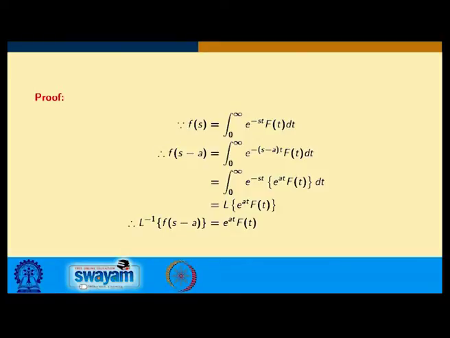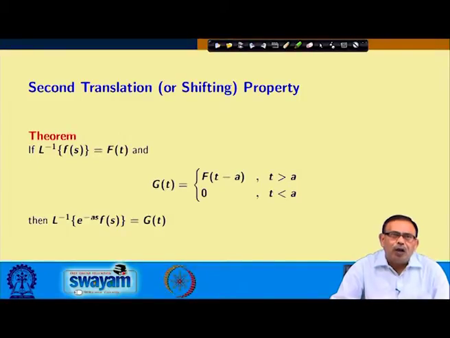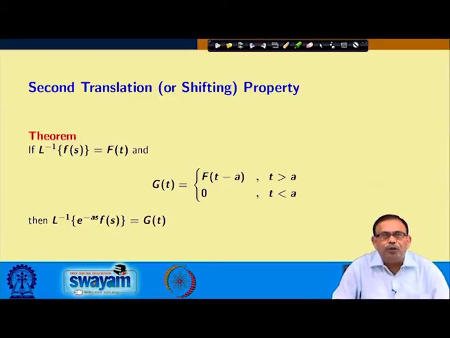Just I am giving the proof here again: F(s minus a) is this, which we can write down as the integral from 0 to infinity of this, and which is nothing but the Laplace transform of e power a t into f(t), which completes the proof that Laplace inverse of F(s minus a) equals e power a t into f(t). Next property is the second property, which we call the second shifting property, this is also a translation property. Here t is being shifted from t to t minus a.